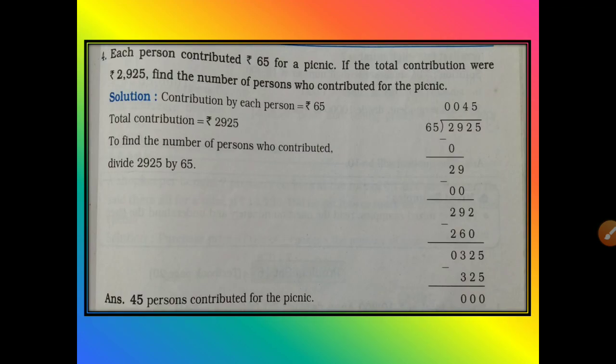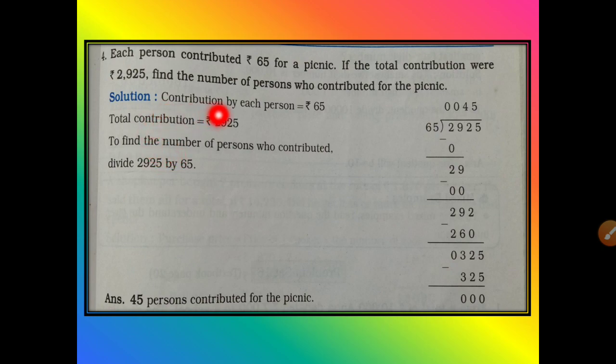Question number 4. Each person contributed rupees 65 for a picnic. If the total contribution were 2925, find the number of persons who contributed for the picnic. In this question, each person has contributed rupees 65 for a picnic, and the total amount is 2925. We need to find out how many persons contributed the money.